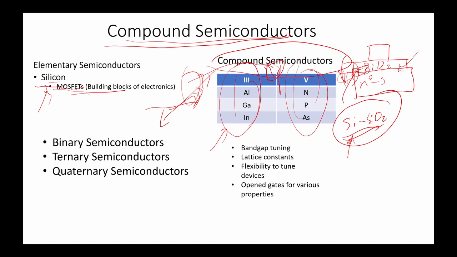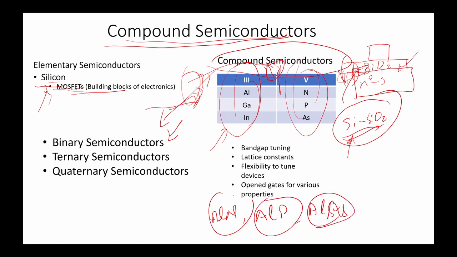They can be binary semiconductors, which are made up of two elements, ternary semiconductors, which are made up of three elements, and quaternary, which are made up of four elements from the periodic table. Binary compounds are like aluminum nitride, aluminum phosphide, aluminum arsenide. These are binary semiconductors, one from the third column and another from the fifth column of the periodic table.